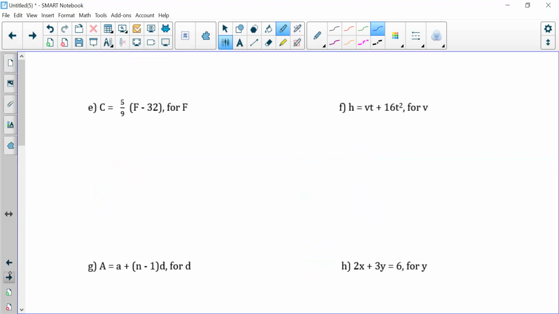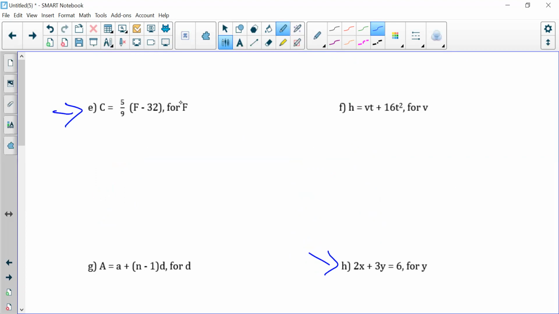Looking at the back. Let's look at E. And then for regular algebra, we're going to look at H. Intermediate algebra, as soon as we get done with E, you can move on to your homework. All right, so let's look at this. C equals 5/9 (F minus 32). Solve this for F.